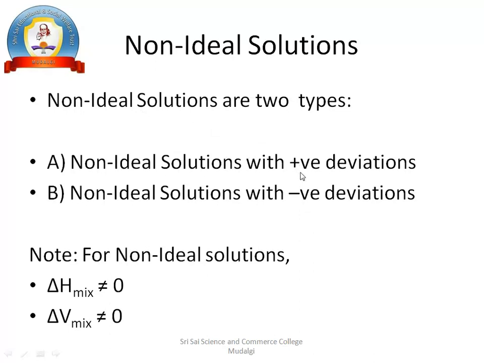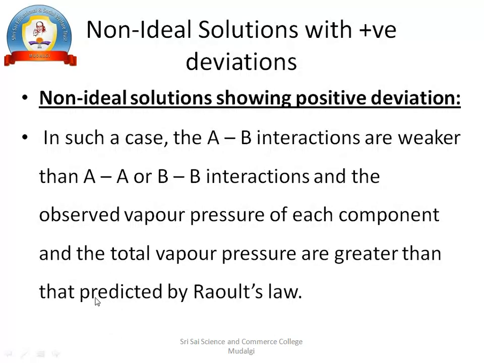Why does this positive deviation occur and why does this negative deviation occur? We'll study here one by one. Now, before I go for the next one, there is a note that for a non-ideal solution, the change in enthalpy of mixing is not equal to 0, and the change in volume is also not equal to 0. But for an ideal solution, this is equal to 0.